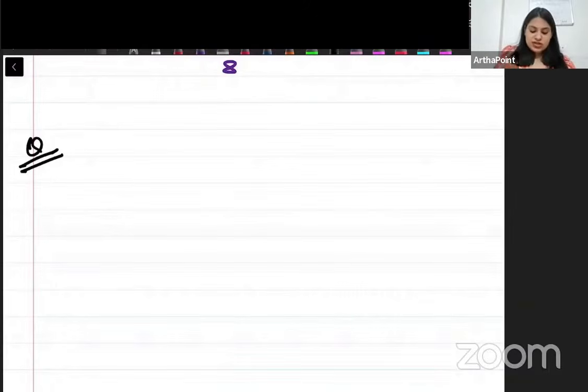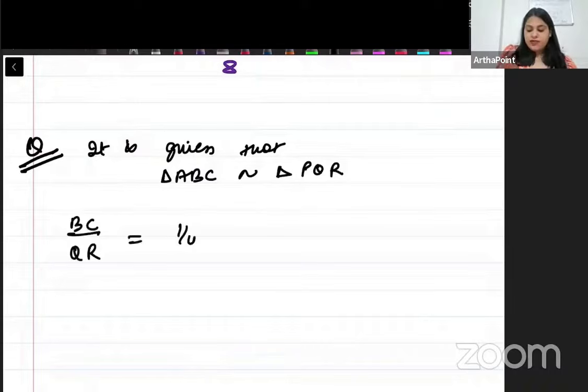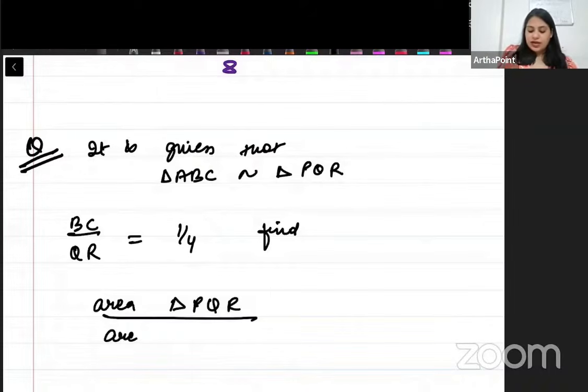So this question says that it is given that triangle ABC is similar to triangle PQR and BC by QR is 1/4. Find area of triangle PQR by area of triangle ABC. This is what you have to do in this question. I'm not giving the options. There are 4 options, right?